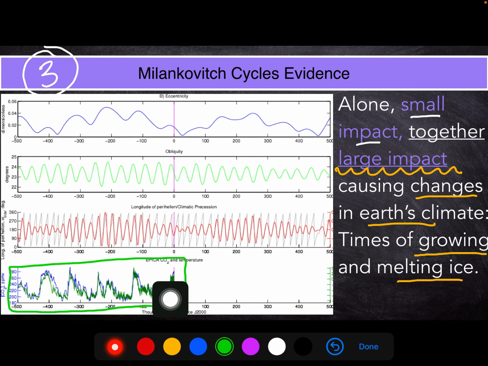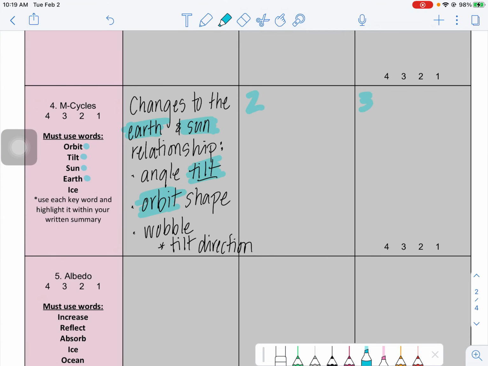This is very similar patterning to our 800,000 years Antarctic CO2 data. We're seeing the same trends now as explained by these Milankovitch cycles. So this is your number 3. Alone, they don't have a huge global impact, but together, when they all align, we see major changes in the Earth's climate, times of growing ice and melting ice. So you should now have both your 2 and your 3 filled in, making sure any use of your keywords gets highlighted along the way.